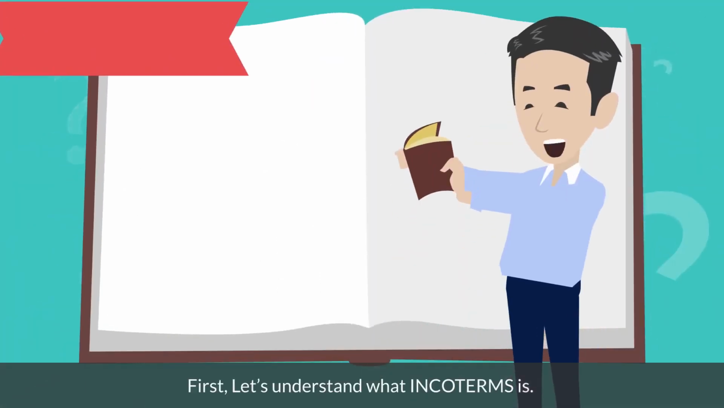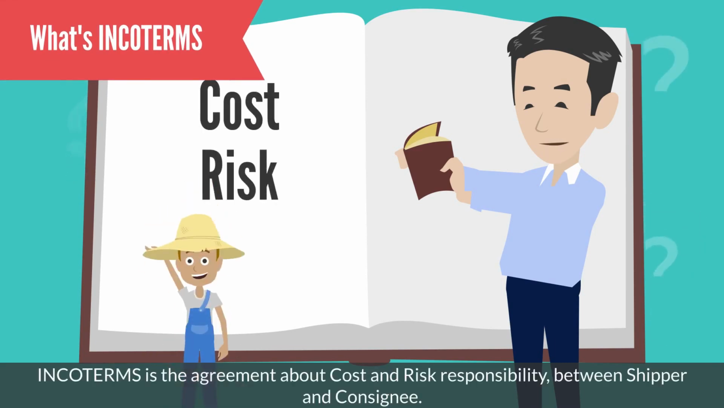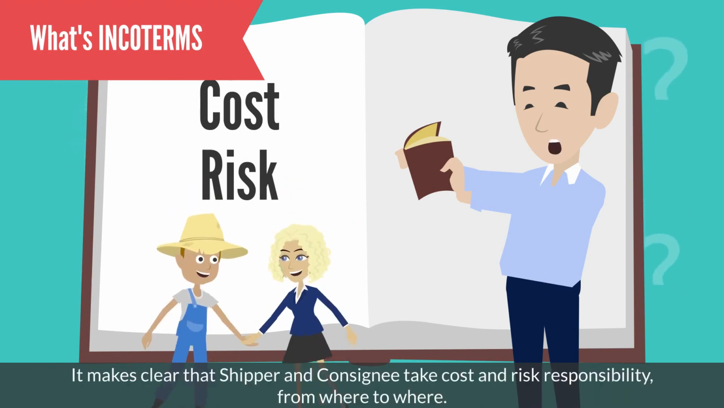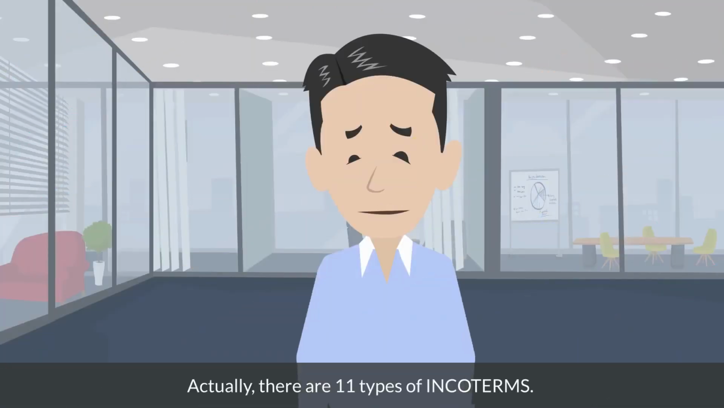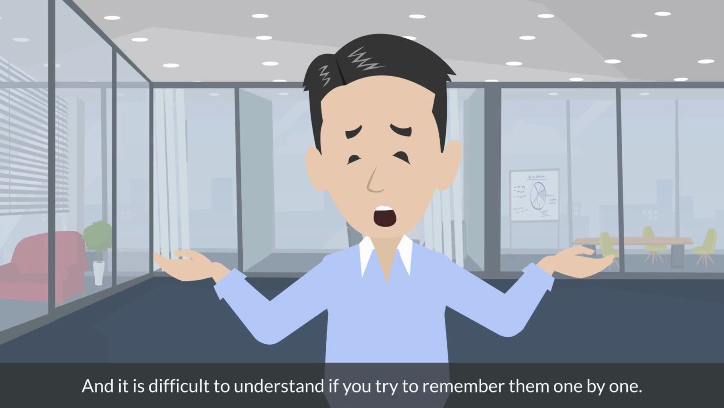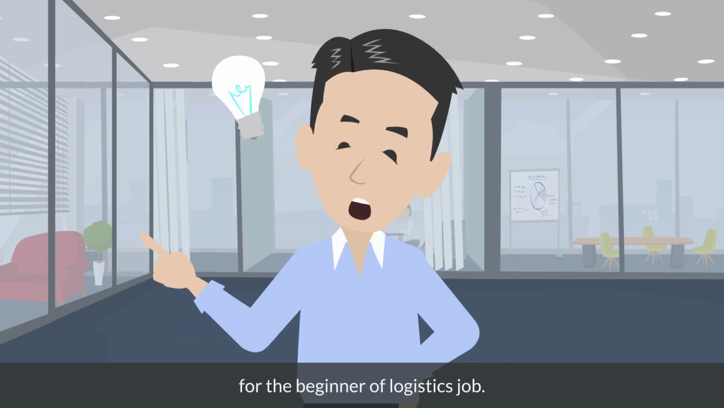First, let's understand what INCOTERMS is. INCOTERMS is the agreement about cost and risk responsibility between shipper and consignee. It makes clear that shipper and consignee take cost and risk responsibility, from where to where. Actually, there are 11 types of INCOTERMS, and it is difficult to understand if you try to remember them one by one. This time, I will explain an easier way to understand INCOTERMS, for the beginner of logistics job.